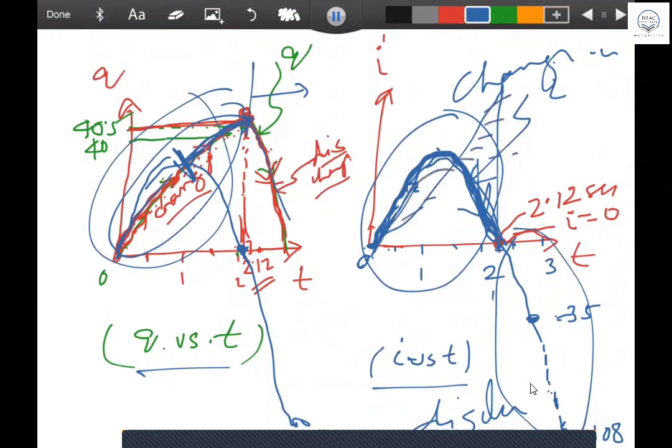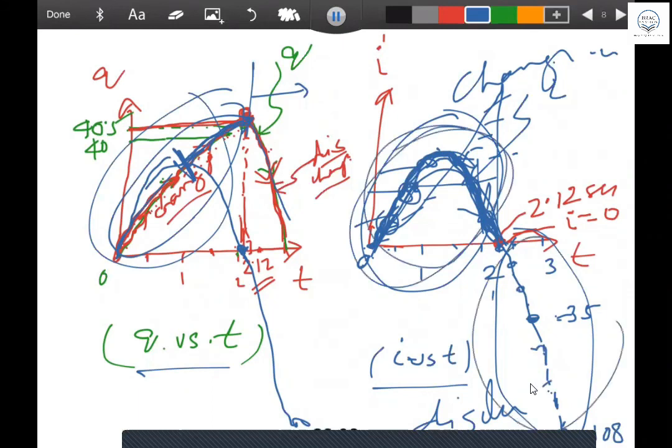This is the pattern, but all the time you have to understand the current is positive everywhere here. But at the discharging time, all the time current is negative. And at charging time, all the time current is positive. This is the actual interpretation of this thing.